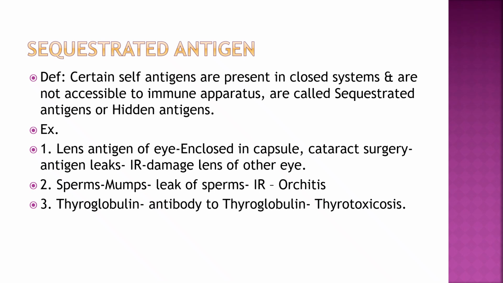Examples of a few sequestrated antigens: first is the lens antigen of the eye. It is enclosed in a capsule. But while doing cataract surgery, if the antigen leaks, it causes an immune response and then damages the lens of the other eye. Then second is sperms. They are in hidden form. But if there is mumps infection and the sperms leak, that causes an immune response and then causes orchitis, that is inflammation of the testes.